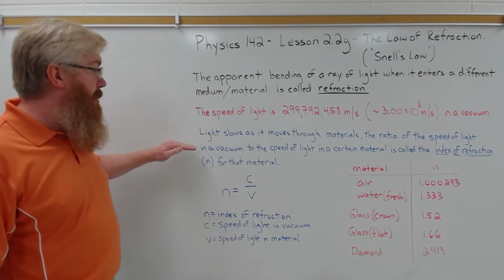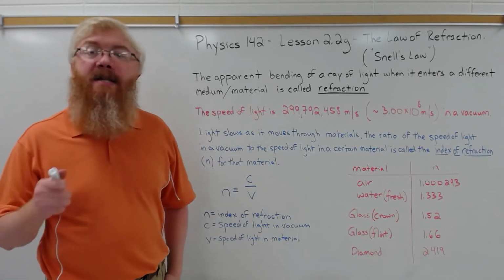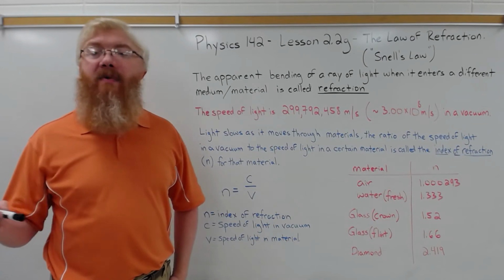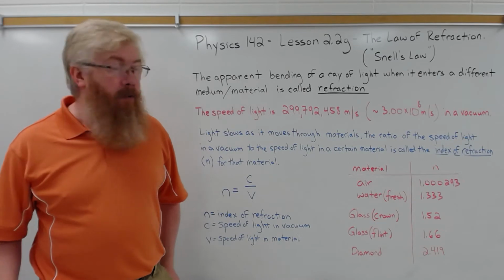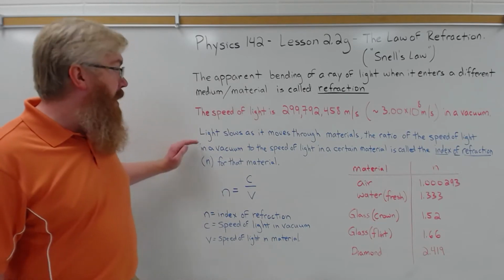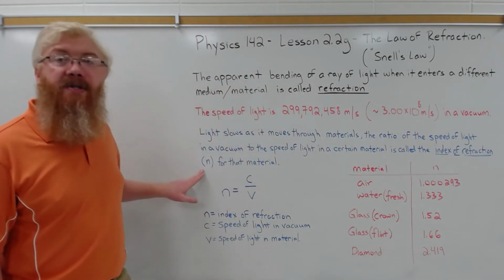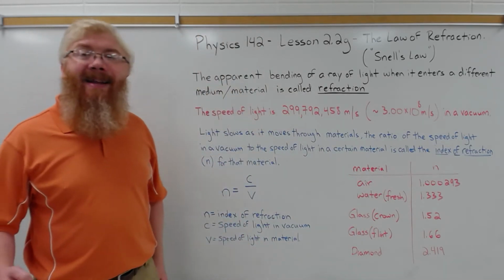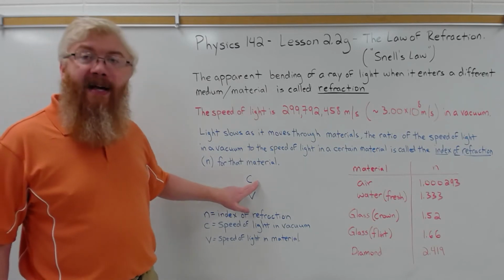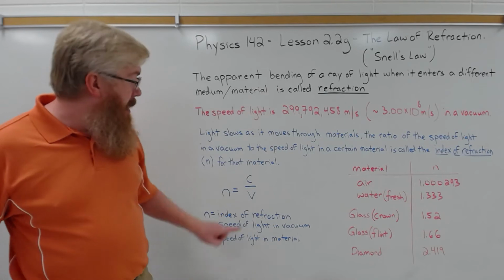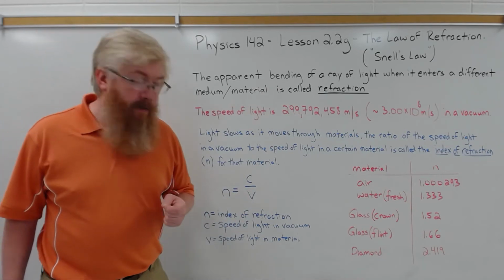The amount that light bends depends on that speed difference. How quickly does light travel in that medium versus how quickly does it travel in a vacuum? That ratio is called the index of refraction, and the symbol we use in this chapter is just a lowercase n. So n is the index of refraction. It is simply the ratio of the speed of light in a vacuum, which is a constant, divided by the speed of light in that material, whatever that material is.